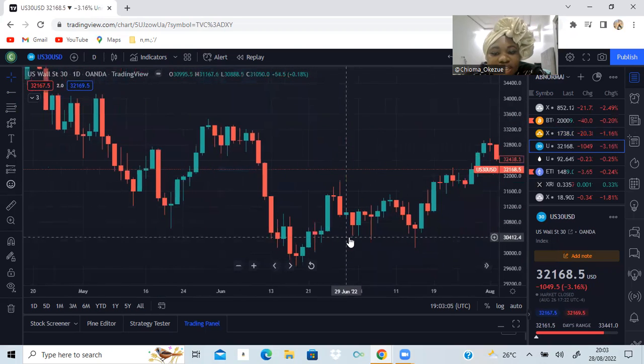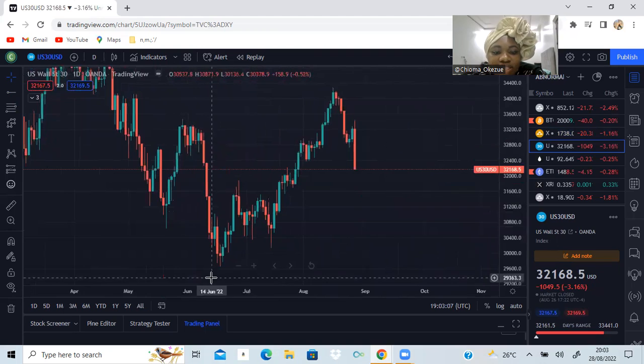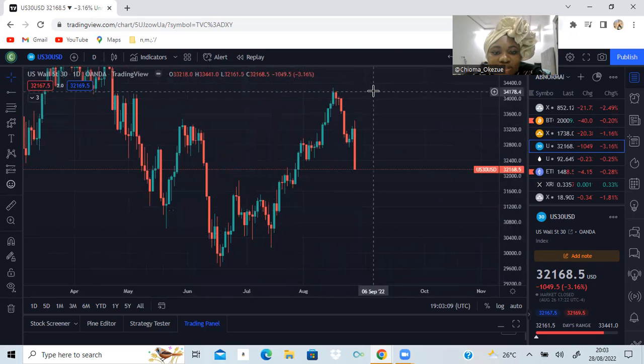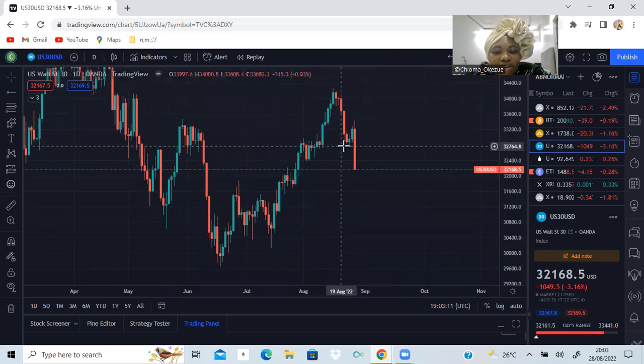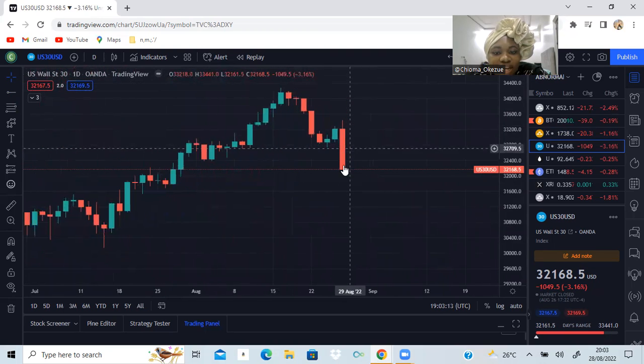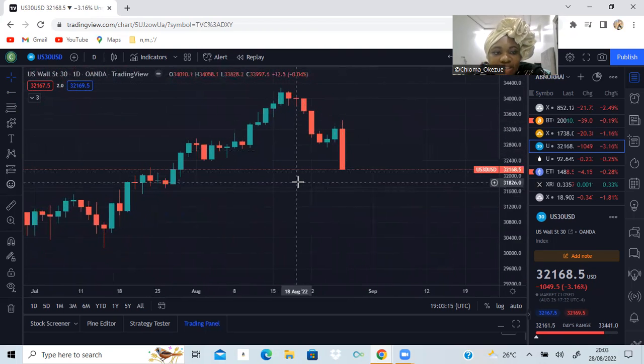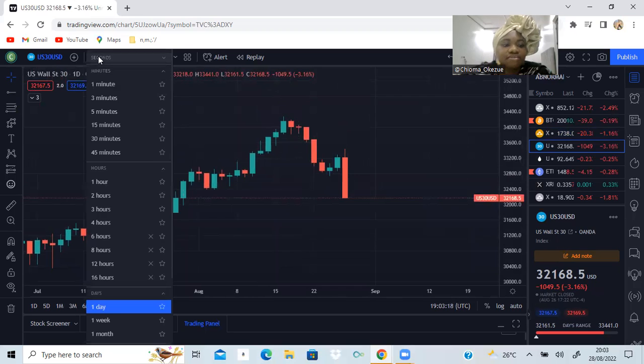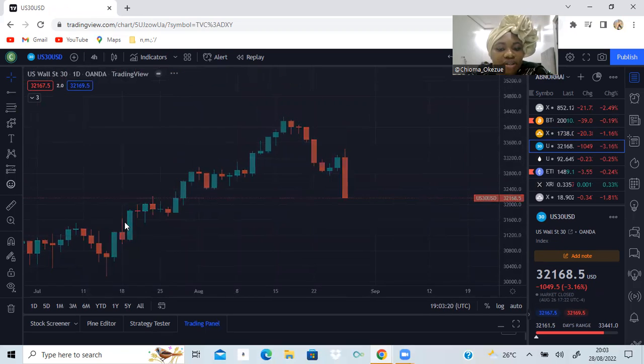So looking at the US 30, we can see it is buying out here. But then look at that monstrosity. Look at this candle, man. It melted. So I'm going to go to the 4-hour.